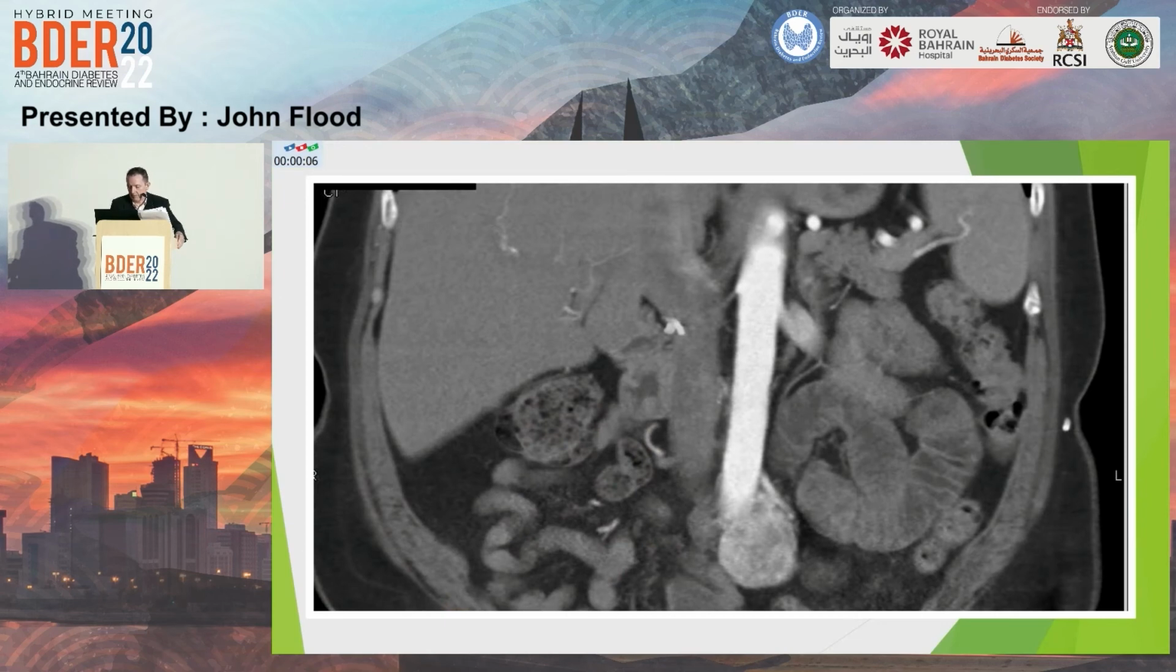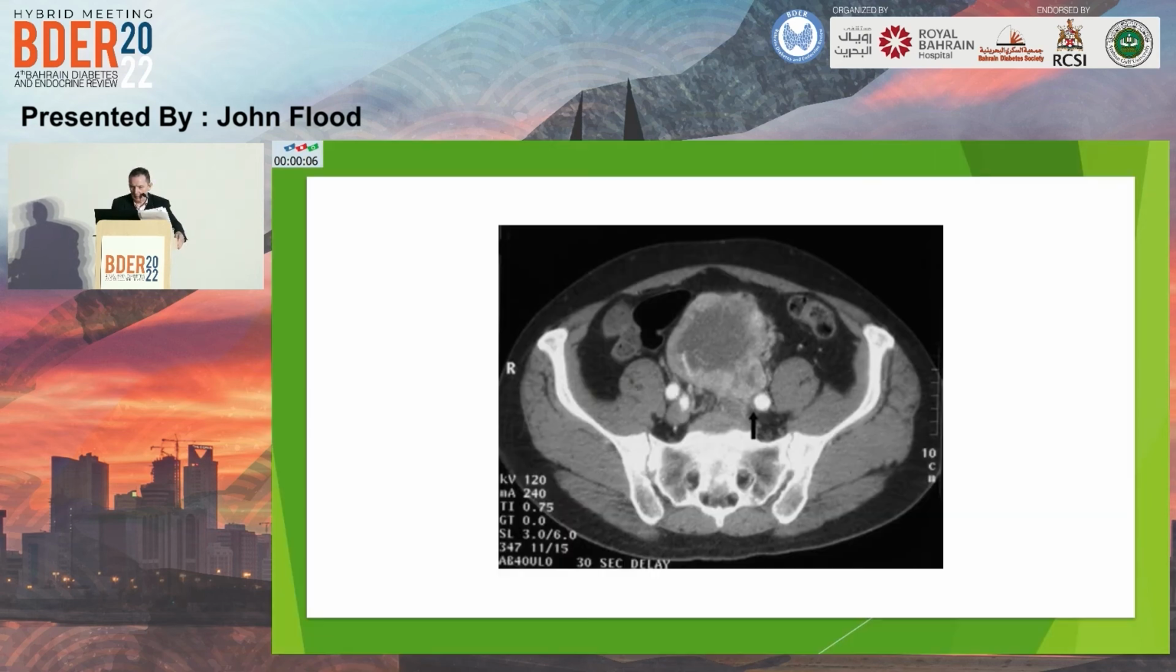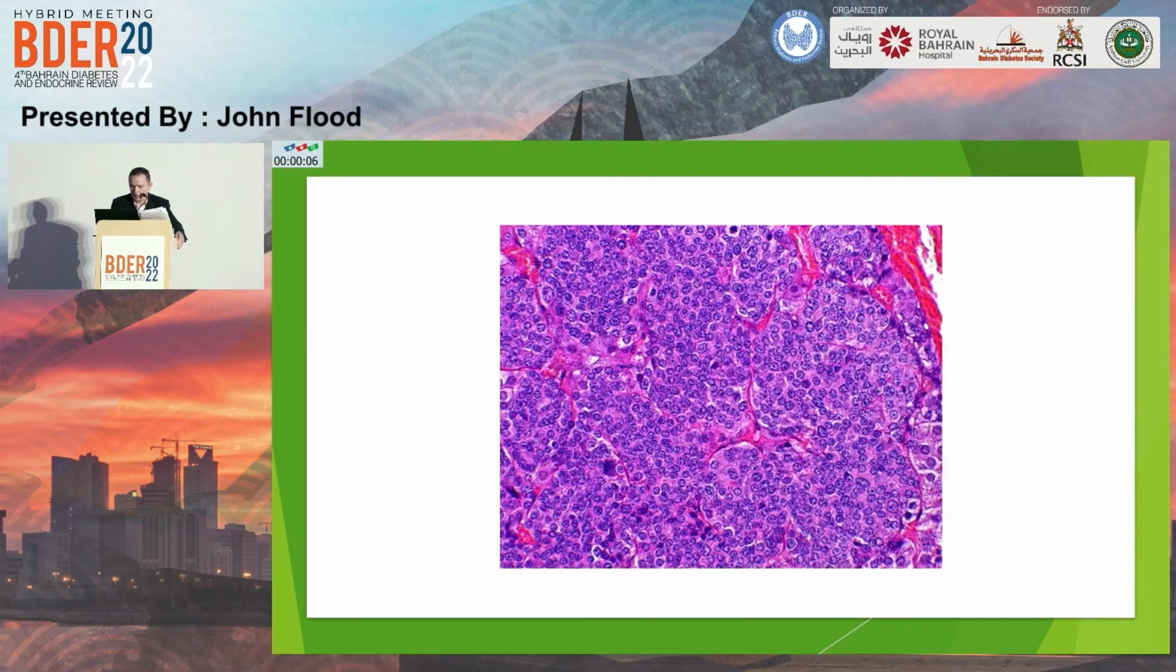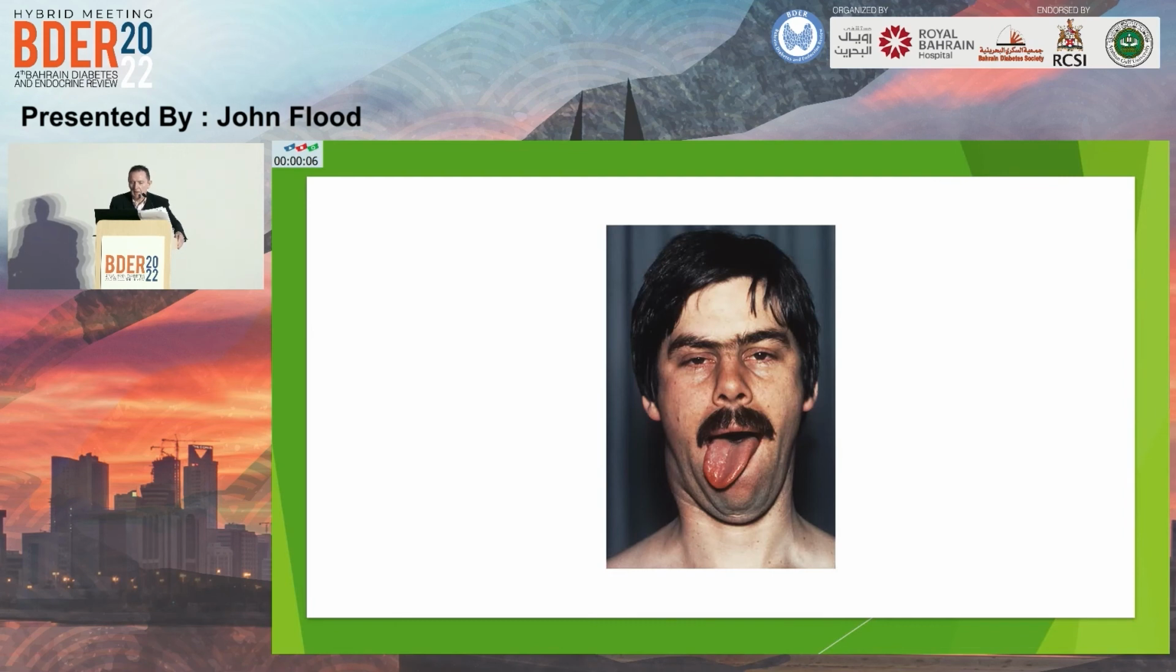The one at the bottom here is in the organ of Zuckerkandl at the aortic bifurcation. That's one in the pelvis with necrosis in it. That's the very necrotic tumor. Histology was no help. Last point.